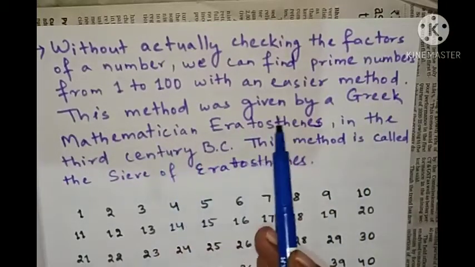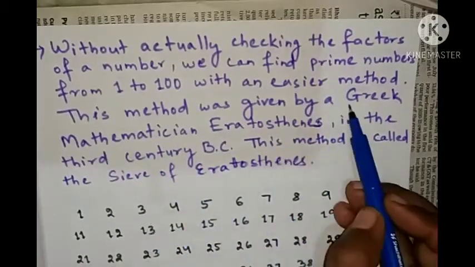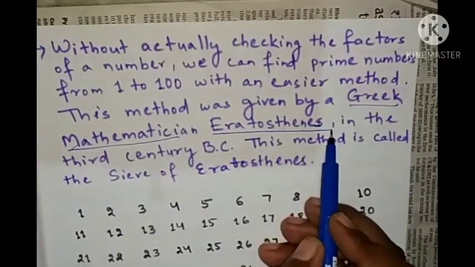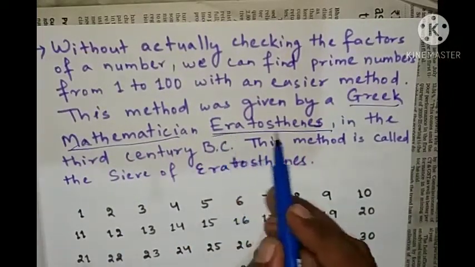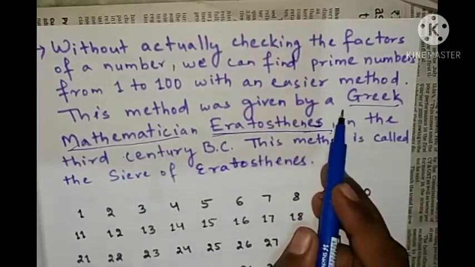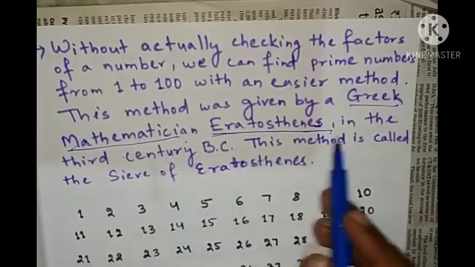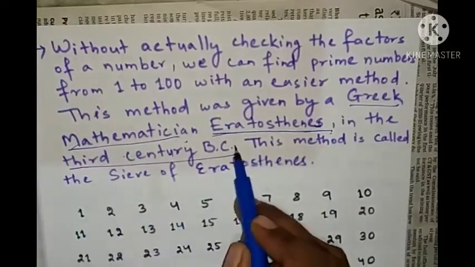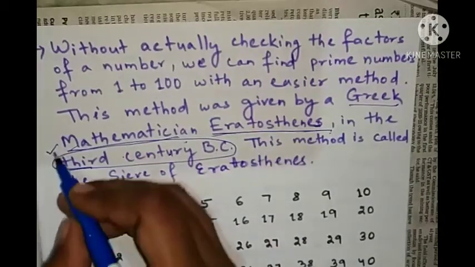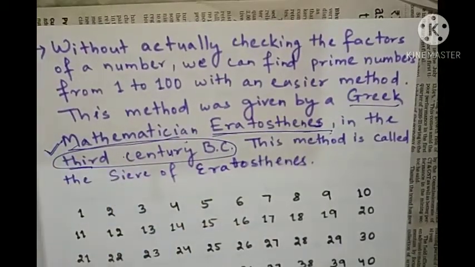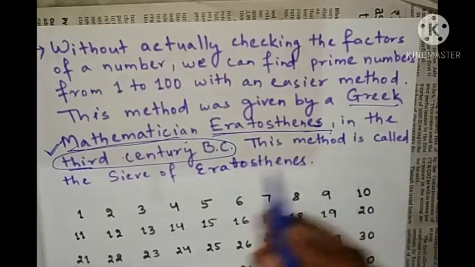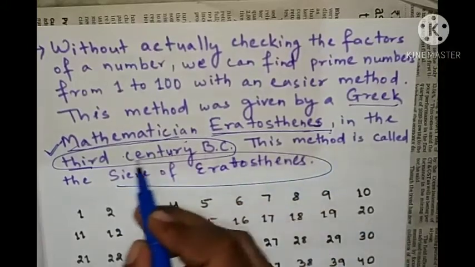This method was given by a Greek mathematician. The Greek mathematician's name is Eratosthenes. Eratosthenes was a Greek mathematician in the 3rd century BC. Can anybody tell me what is 3rd century? Which years will come in the 3rd century BC? Then this method is called the Sieve of Eratosthenes.